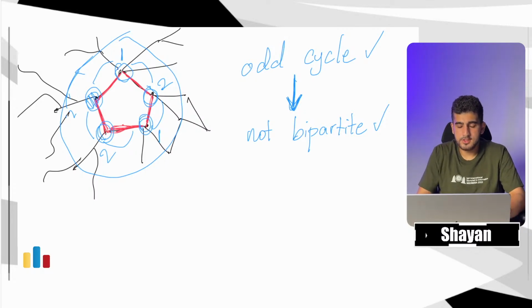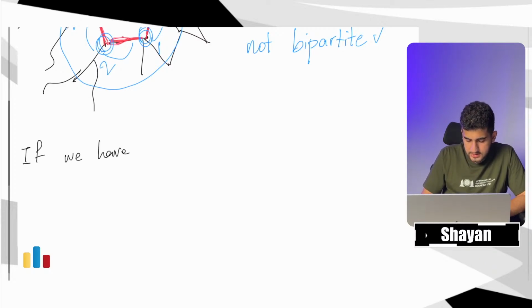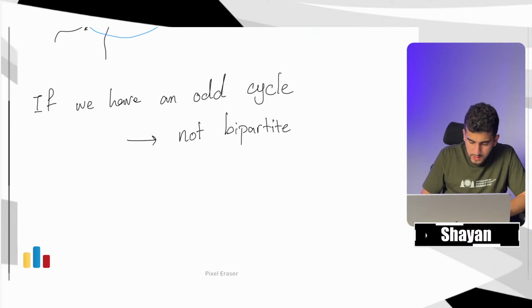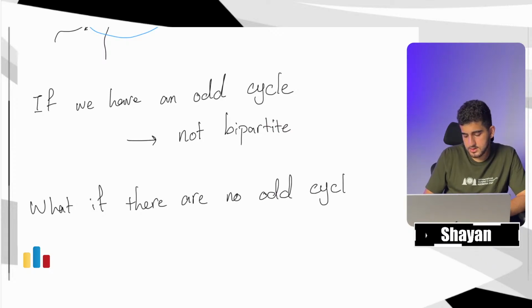Okay. So now we know that if we have an odd cycle, then the graph is not bipartite. So the next question is, what if there are no odd cycles? So this is the next question. What if there are no odd cycles?